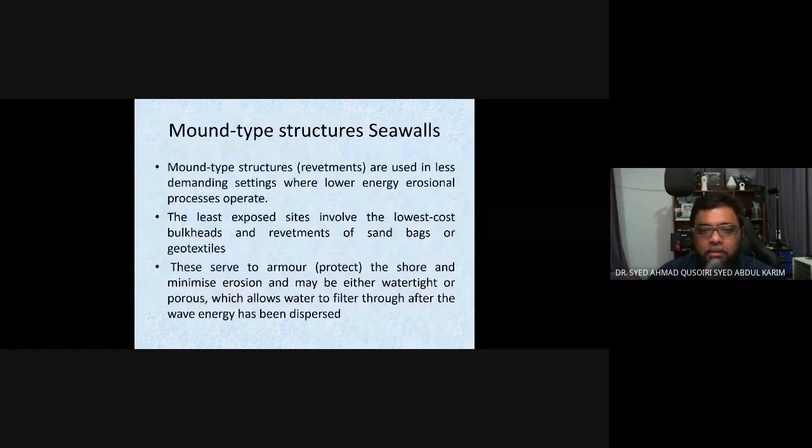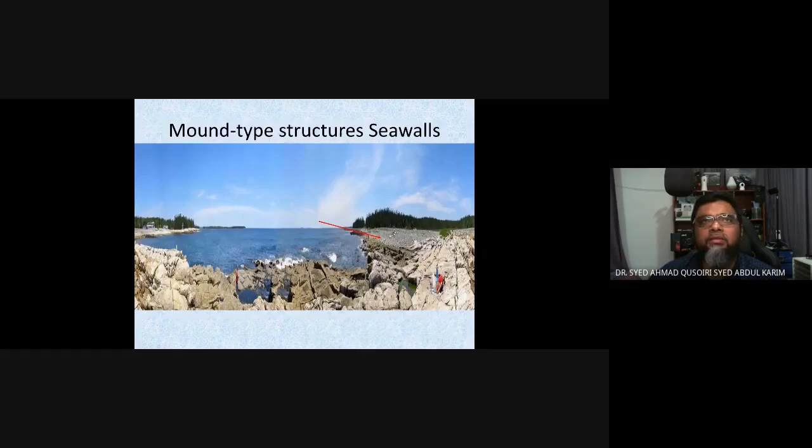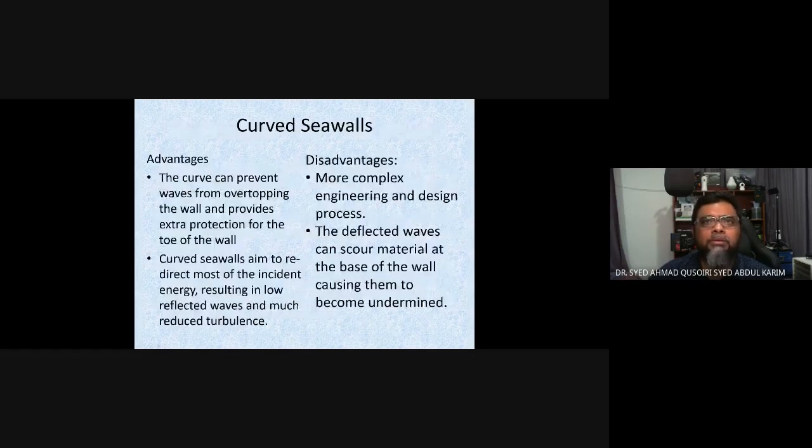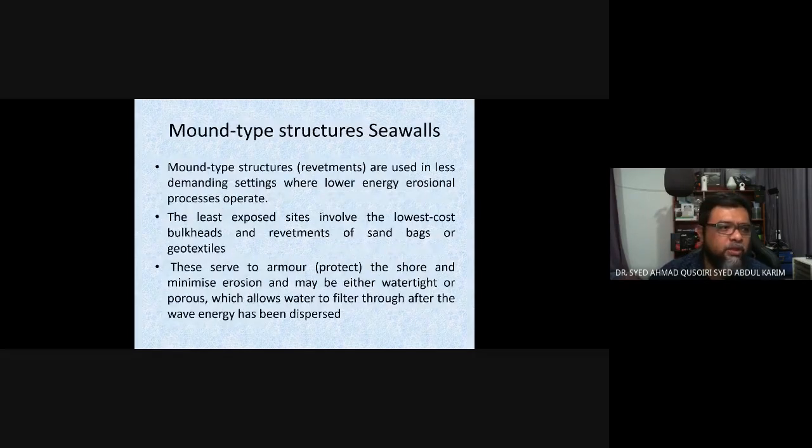Next, we have the mound type. Okay, so this is an example of a mound, or known as revetment, used in less demanding settings where lower energy erosional processes operate, where you do not have such high energy waves coming into that area. So the least exposed site involves the lowest cost bulkhead and revetment of sandbag or geotextile. So by using a mound type, we can reduce the cost.